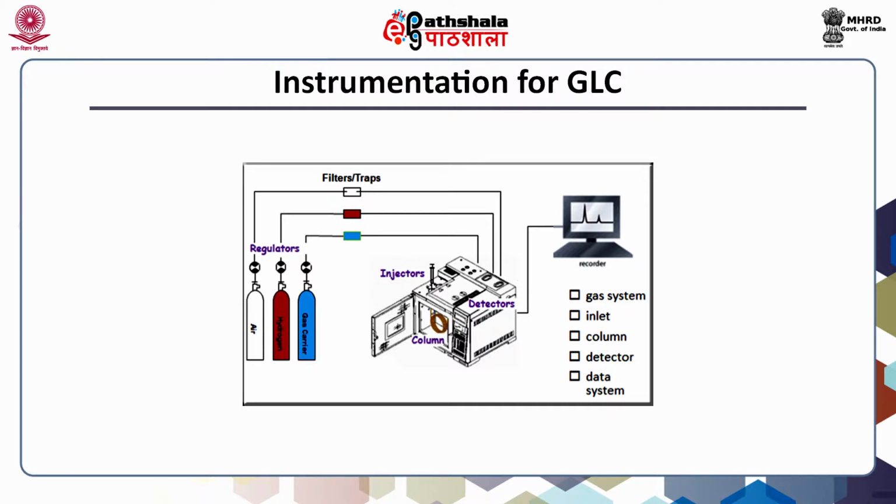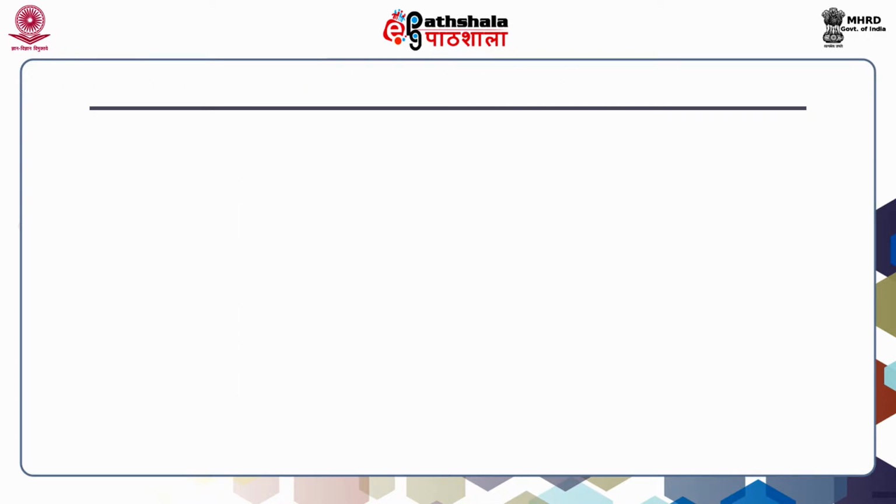So, in GLC we have a mobile phase, that is a gas, which is also called the carrier gas. The carrier gas should generally be inert, as I said. It can be helium, nitrogen, argon, or hydrogen. Then there are other things in GLC: the different types of filters, oven, injectors and detectors. All these we will discuss one by one in the subsequent slides. So, let us move to the next slide.